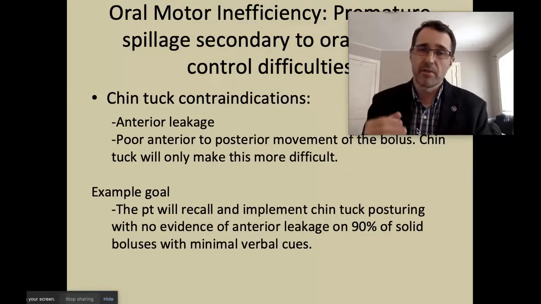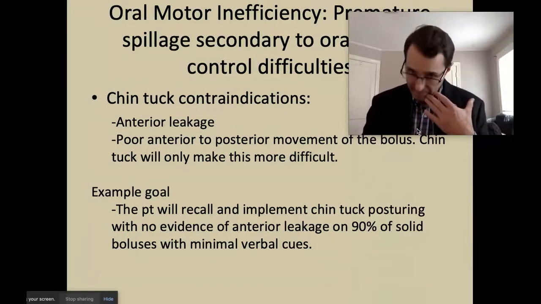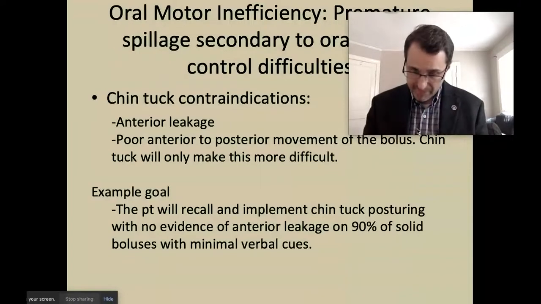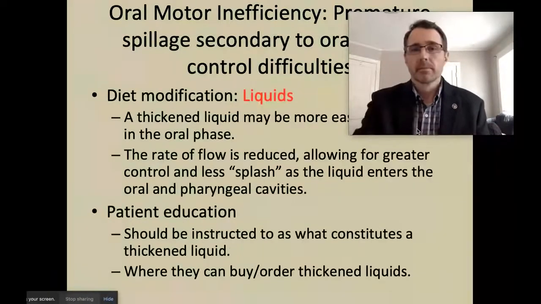Contraindications for putting into place a chin tuck for oral level stuff is anterior spillage, right? So if they have a weak anterior seal, then cueing them to put their head down is going to be a bad idea because everything is just going to spill out.